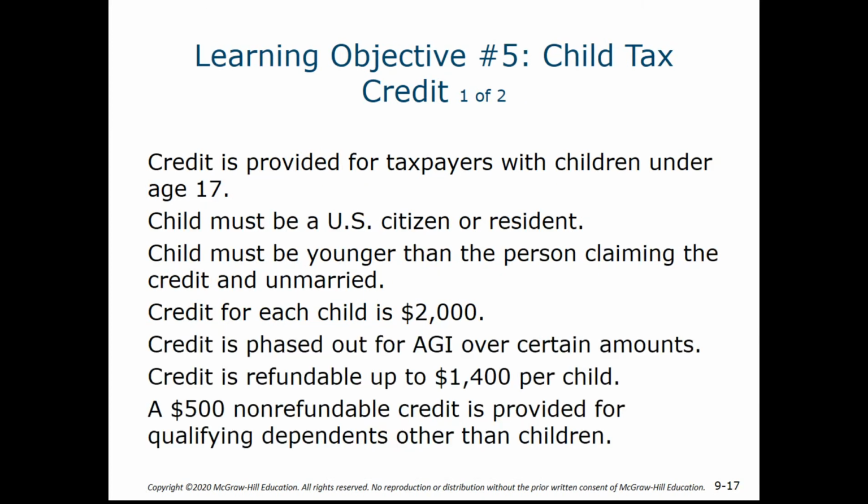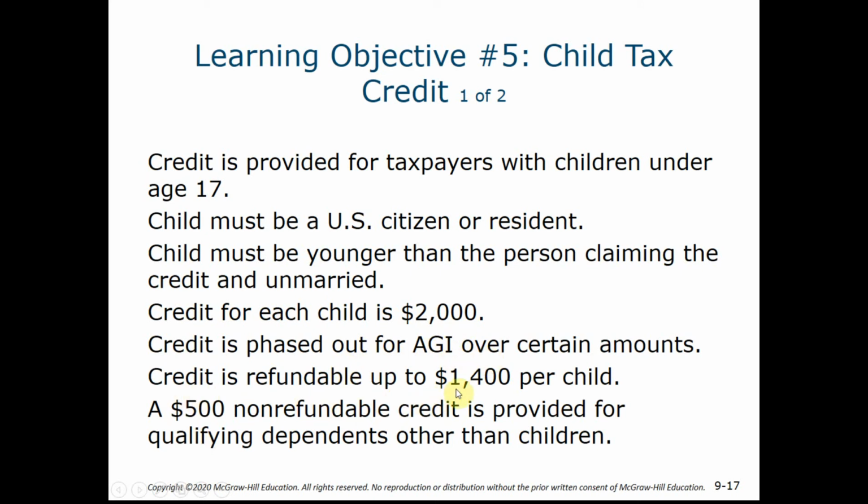tax liability. Another big one, and this one's gone up in recent years, is the child tax credit. And this is available for taxpayers who have children under the age of 17. And there are restrictions. They must be a U.S. citizen or resident. The child must be younger than the person claiming the credit and unmarried. So the credit is up to $2,000 per child now. It does phase out when AGI reaches certain limits.